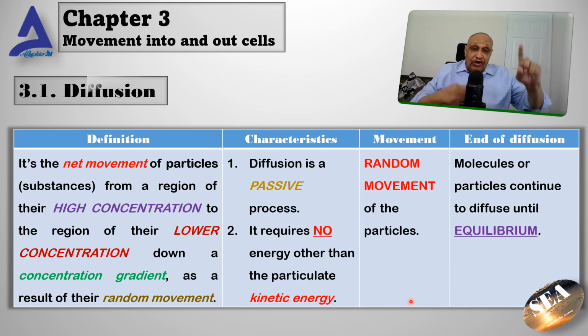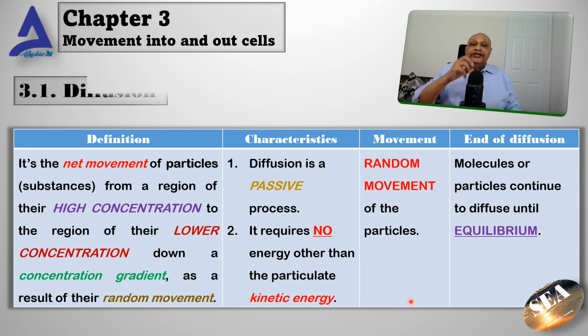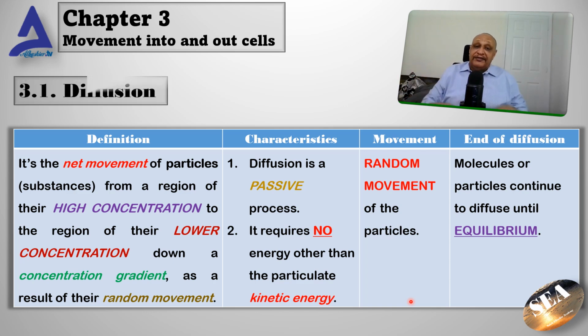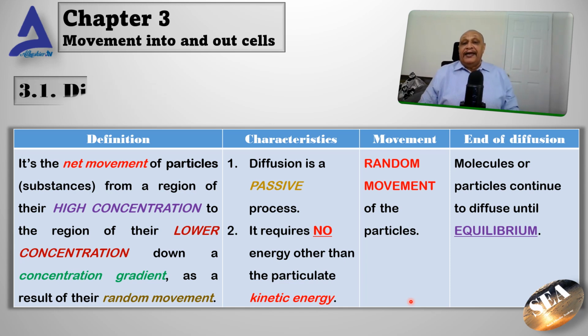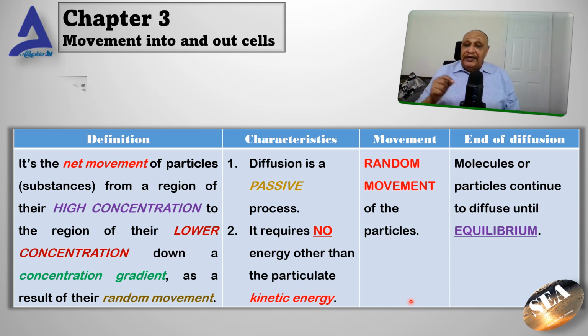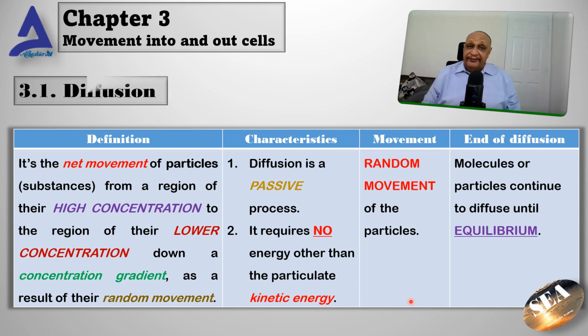So again, diffusion is the net movement of particles, substances, from the region of high concentration to the region of lower concentration, down a concentration gradient as a result of their random movement. It has two characteristics. Diffusion is a passive process. It requires no energy other than the particulate kinetic energy. It has a random movement. We see that in the definition, and also the end of the diffusion takes place when it reaches the equilibrium point.